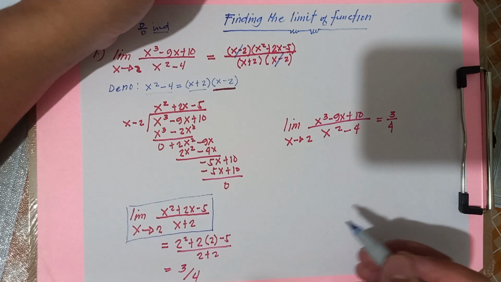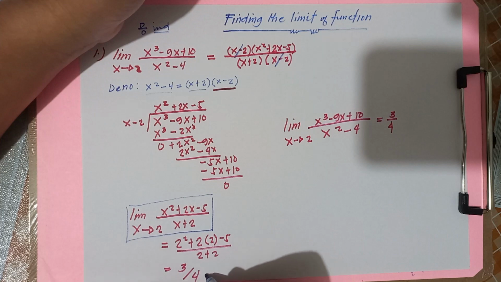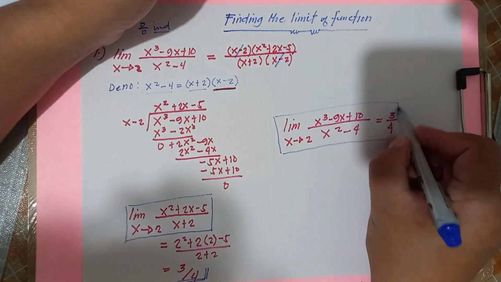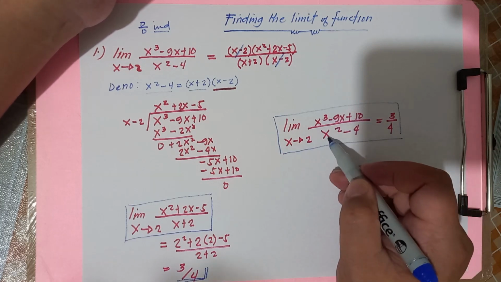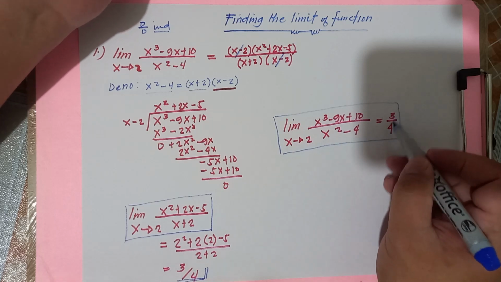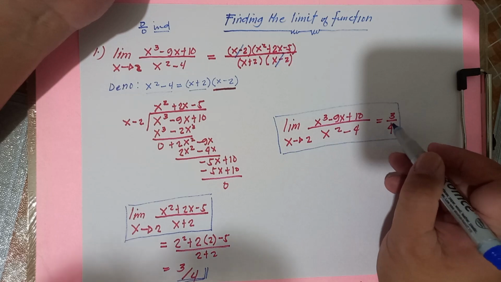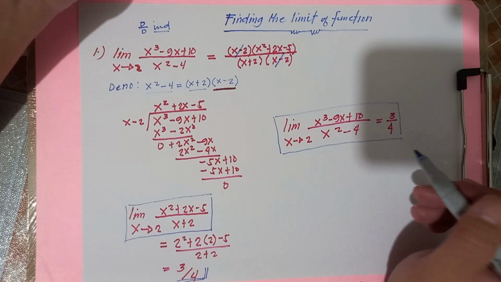Now after that, we are going to have the direct substitution. And by having the direct substitution, it will give you a result which is 3 over 4. And so we can now say that the limit of our function, x raised to 3 minus 9x plus 10 over x raised to 2 minus 4, as x approaches 2, is 3 over 4. Meaning, as x is approaching 2, the function is also approaching 3 over 4. Okay, so that is how to do this problem.